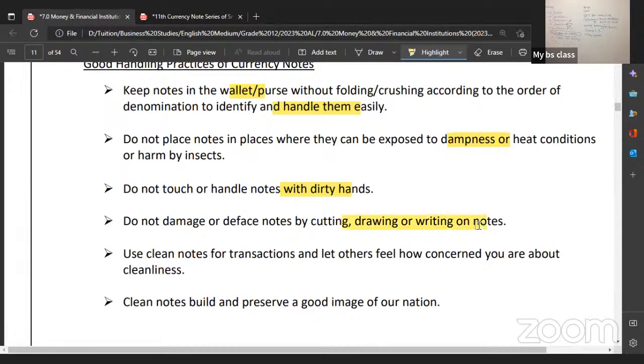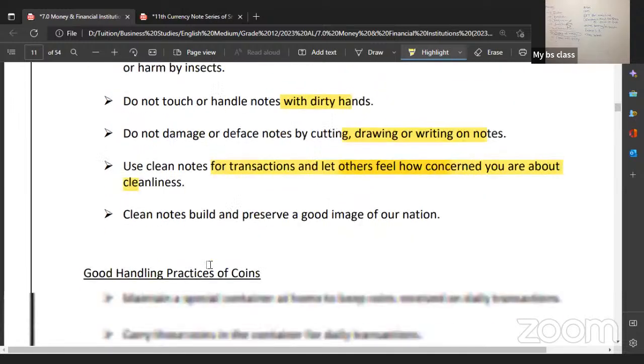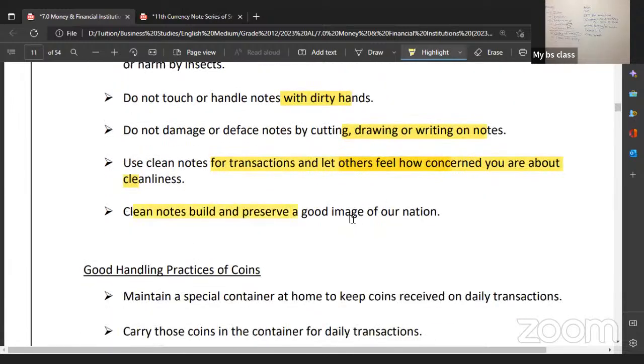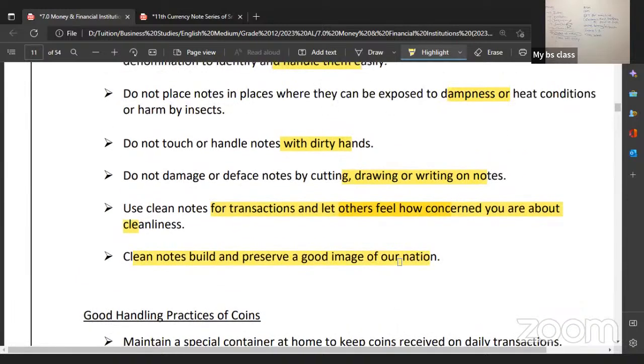Some of us write our names and numbers on notes. This is not good, right? You should not do that. It's actually an offense, and you can be penalized for it. So use clean notes for transactions and let others feel how concerned you are about cleanliness. Clean notes also build the perception of a good image of our nation, right? So that's something we can accept.